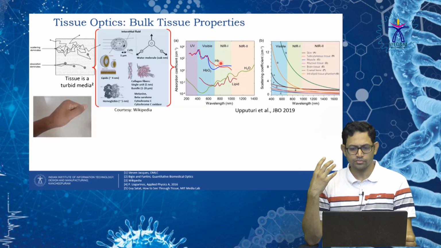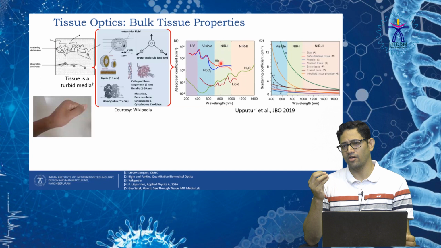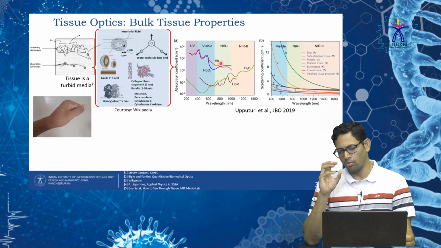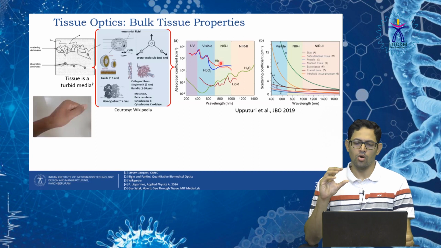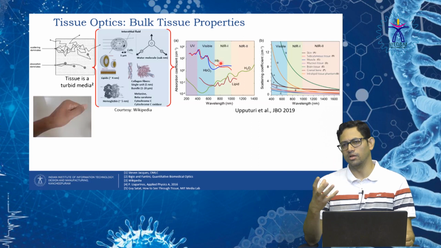Okay, now if the hemoglobin doesn't have an oxygen molecule, then it's known as deoxygenated. Now, if the hemoglobin is carrying an oxygen, then it is known as oxygenated hemoglobin.